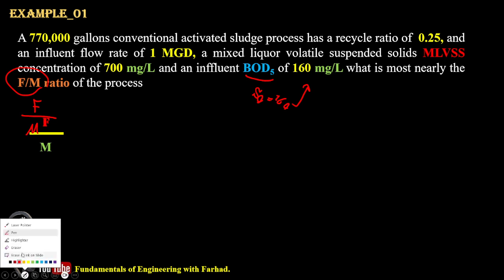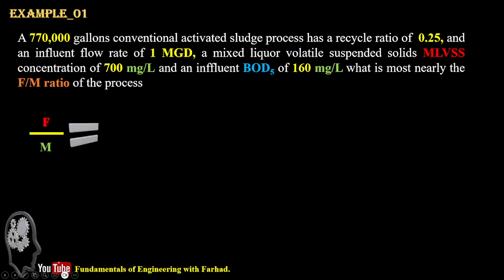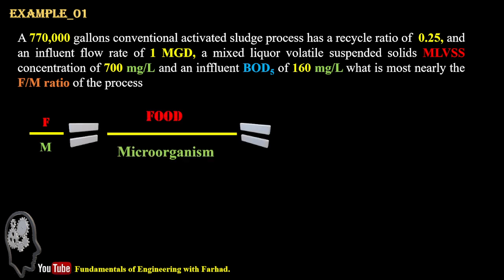So F over M, food over microorganism, by definition and by formula, is S naught Q naught over capital M, which is the volume of our settling tank times the concentration of activated sludge, which in our case is the mixed liquor volatile suspended solids, MLVSS. That's mainly in terms of the volatile material in the solid part of the sludge.